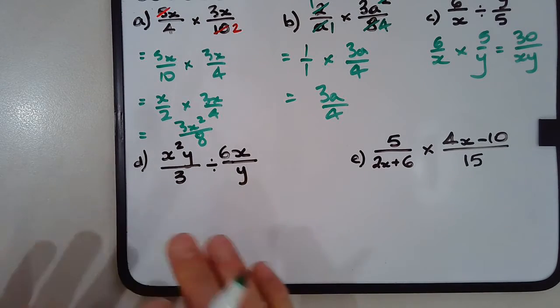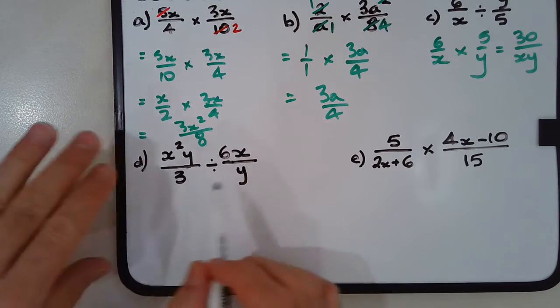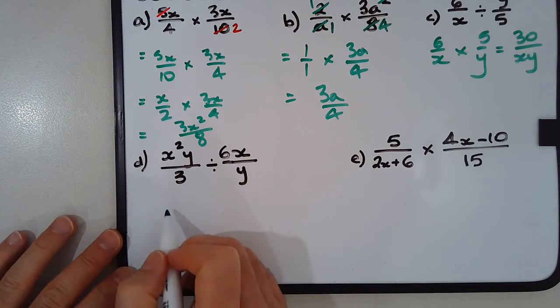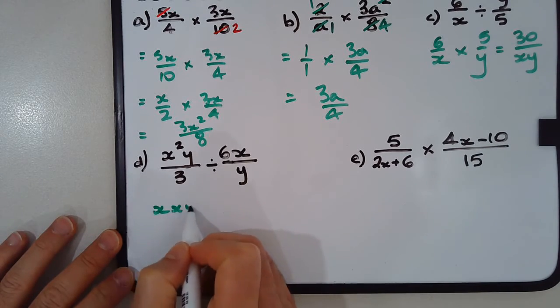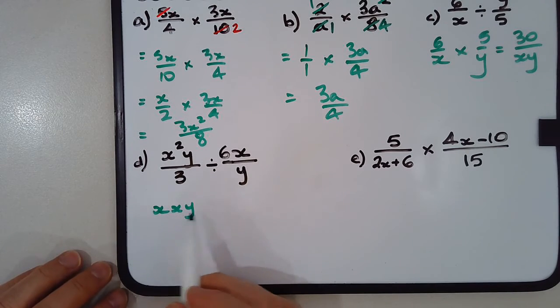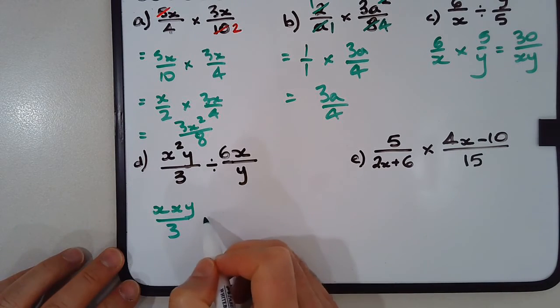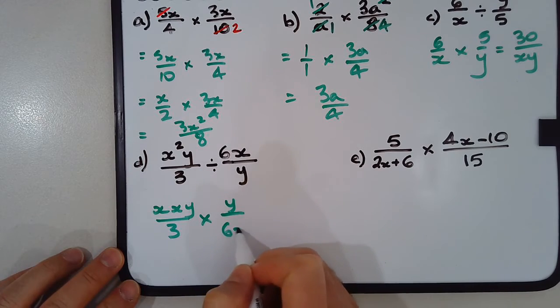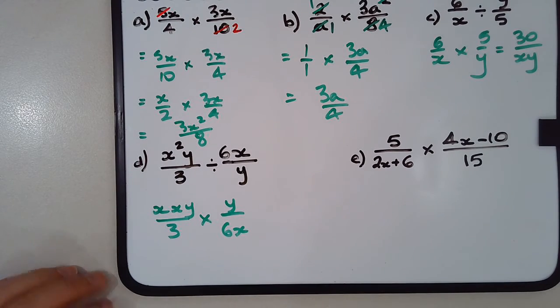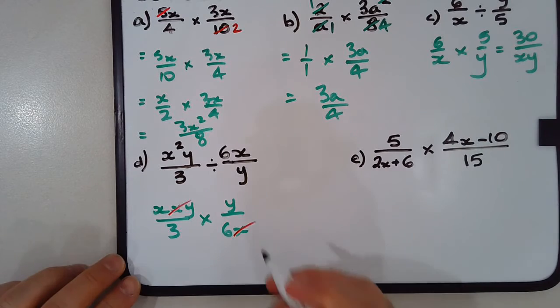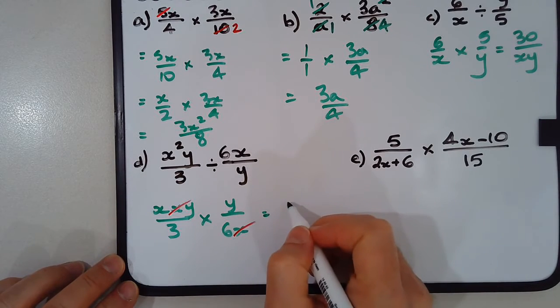Sometimes, if you're struggling to see the whole division, especially when we're involving indices, what you could do, if you want, is write it like this: x squared is just x times x, y over 3, multiplied by y over 6x. This only works for very small indices. If it's x to the power of 20, you're not going to write 20 x's. So this is just more for you to see the cancellation occurring. One of the x's from the top will cancel with this x here, and I don't think there's much else we could do, and just multiply across. So we end up with xy over 18.